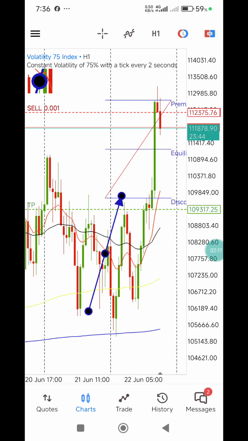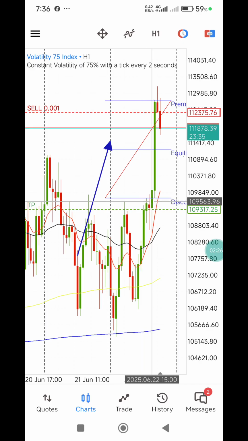And what is the time of this? Let me use my crosshair to show you the CRT candle. Now look at my CRT candle. If you look down below, you can see that is 16 o'clock. So 16 o'clock, that is 4 o'clock. 4 o'clock in New York time is going to be 5 o'clock in Nigerian time, in my time. So that is 5 o'clock CRT candle.